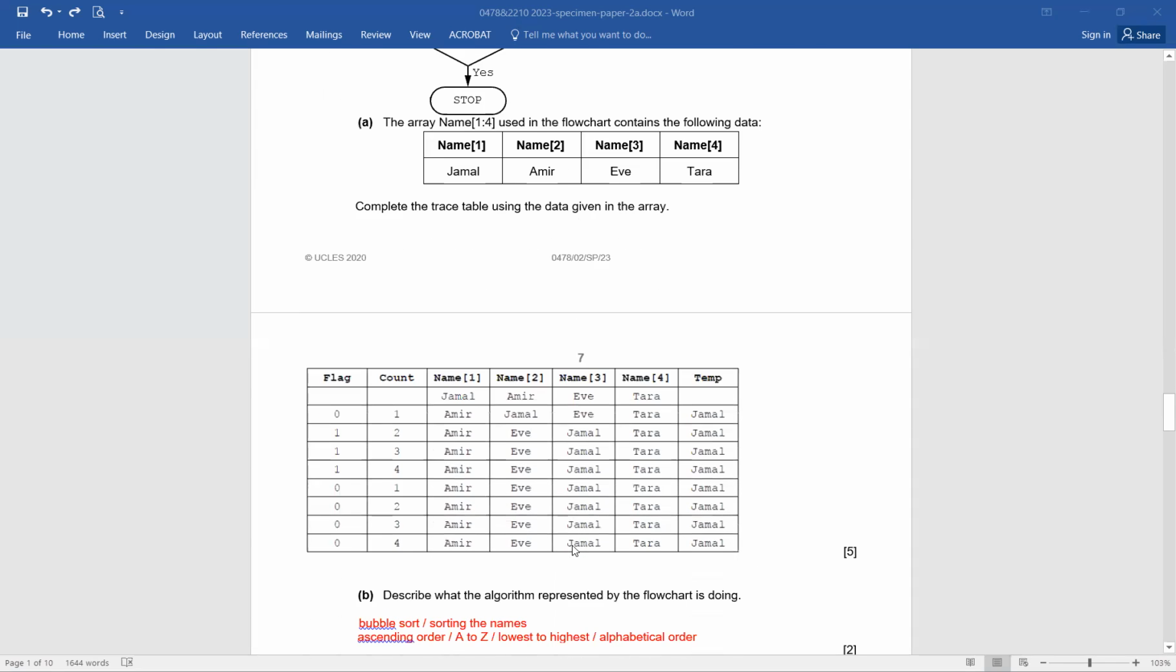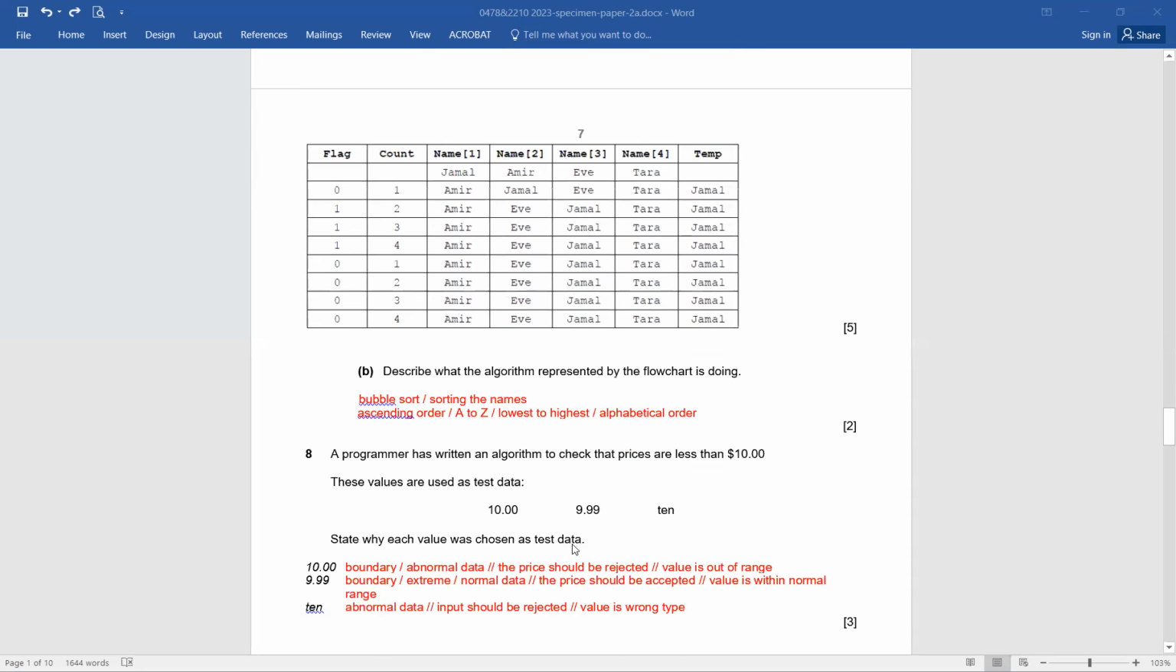That is again an example of your array thing. What is the purpose of this array question? That's simply bubble sort that we already have covered, or I can say arranging your data in ascending order or descending. In ascending order, you can say A to Z, lowest to highest, or alphabetical order. They all are right answers because you need to answer regarding the description of what the algorithm or the flowchart, or what the algorithm means, your pseudocode or your flowchart, is doing.